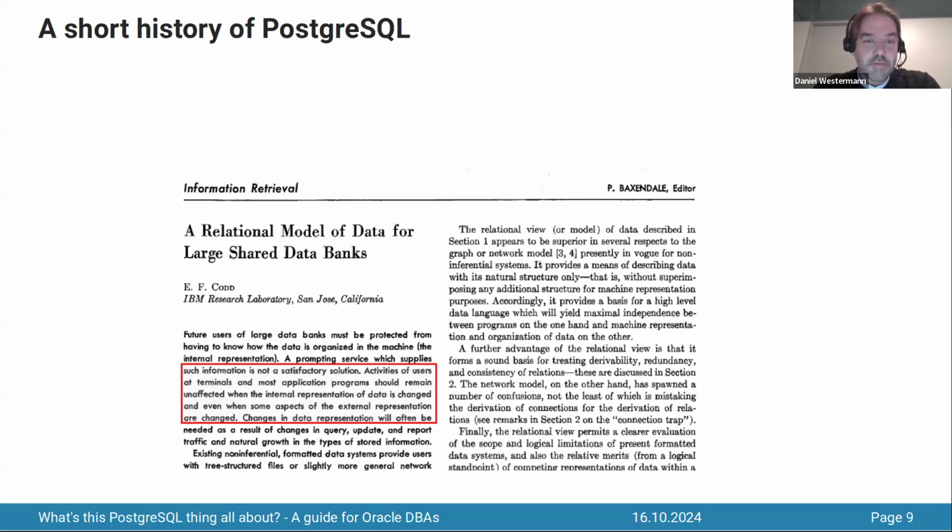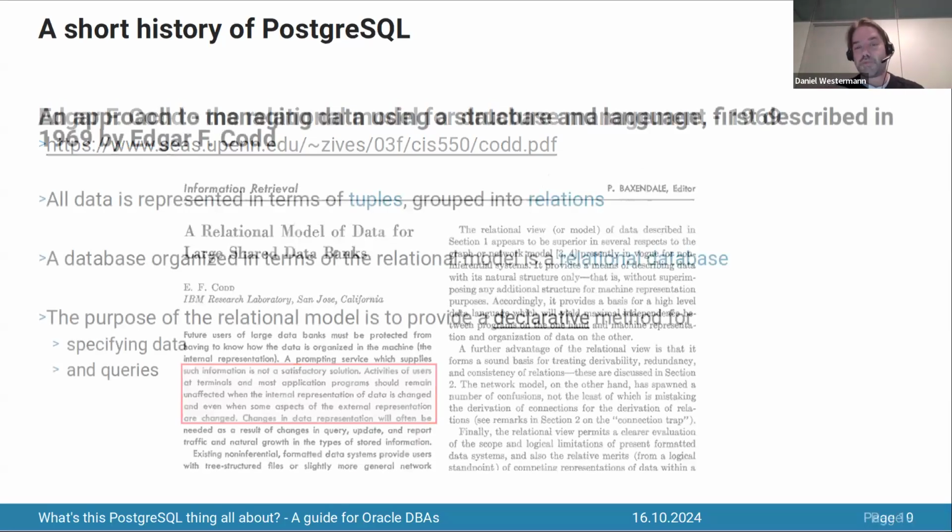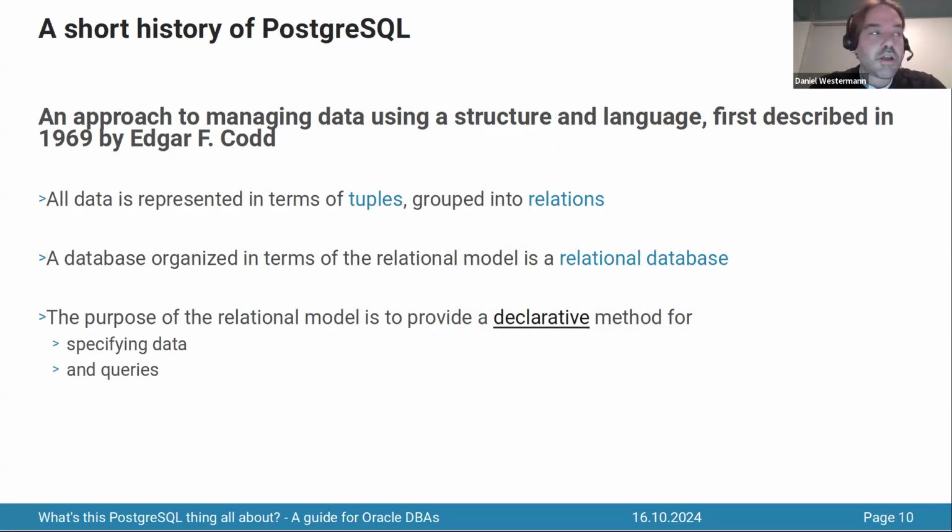What this paper described, you can even download that. It's freely available on the internet. For the first time, all these concepts we know today: tuples, which are actually rows, which are grouped into relations. This is coming all out of the relational algebra. And all of these relations are grouped into a relational database.